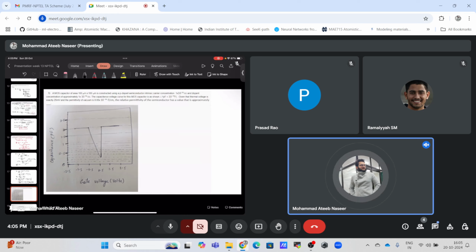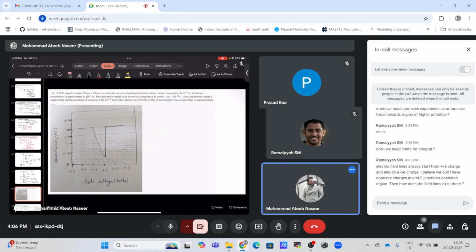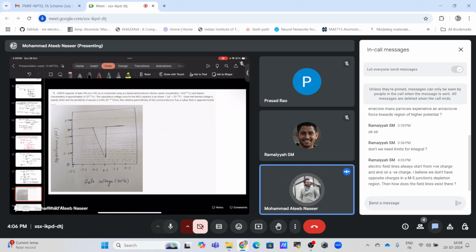Okay, now moving to other problem, which is associated with the MOSCAP. The MOSCAP, we have done a lot. Now I guess it has electric field lines always. There is some question about electric field on positive and on negative. I don't believe we have an opposite charge in the metal semiconductor depletion. Then how does electric field line still exist?